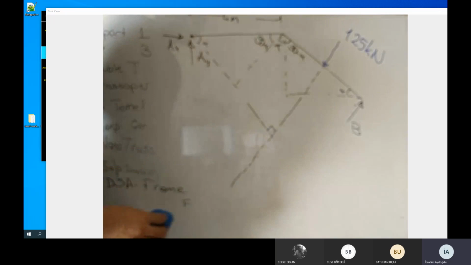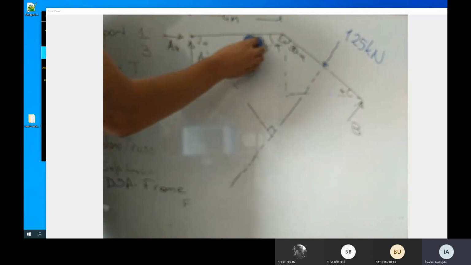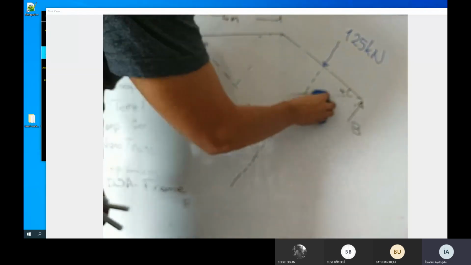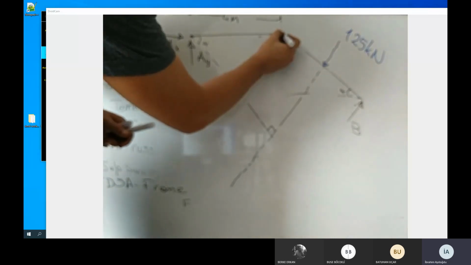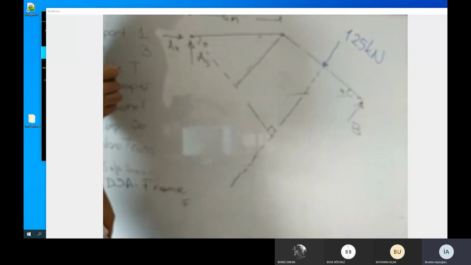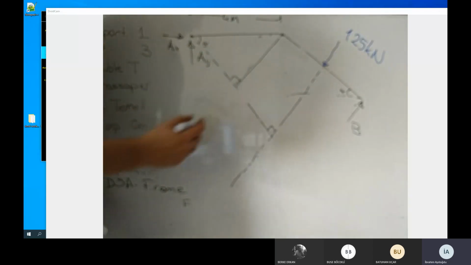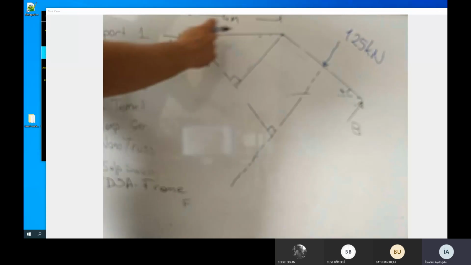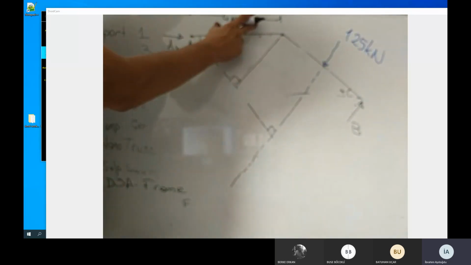Sorry that I'm writing so small. This is 90 minus alpha, 90 minus alpha. I want to delete this part because I don't need it. So this angle is alpha. This length is 40, and this angle is 90 degrees. This is the perpendicular triangle, so this length is 40.